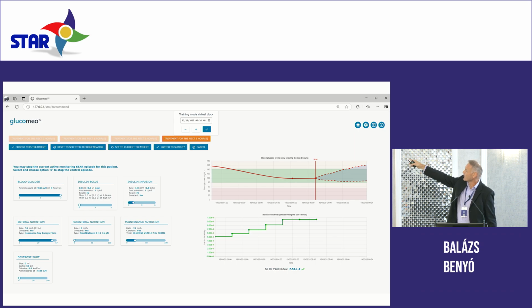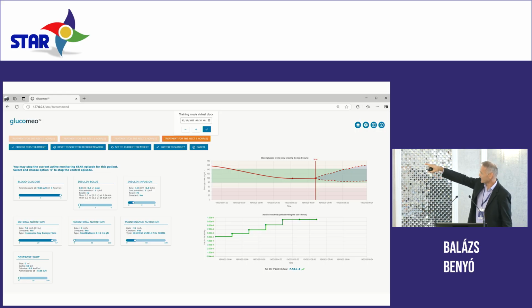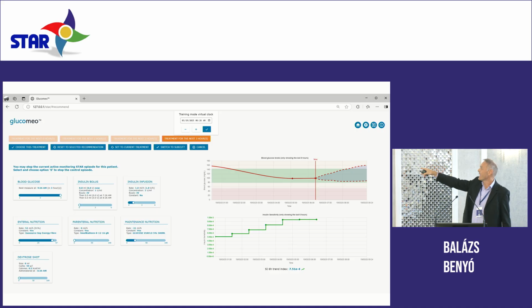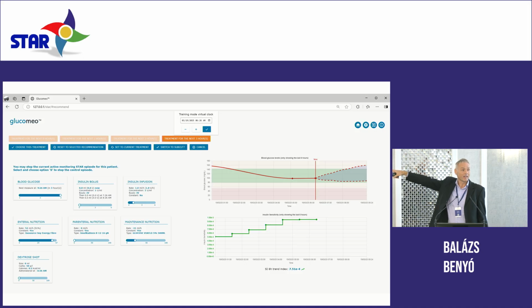On the top figure, you can see the blood glucose level. Those are the measurements and the trajectory of the blood glucose. There is a red bar showing the current time, and what you see on the right of this bar is the future, which corresponds to the treatment on the right-hand side. And of course, on the bottom, you can see the insulin sensitivity.